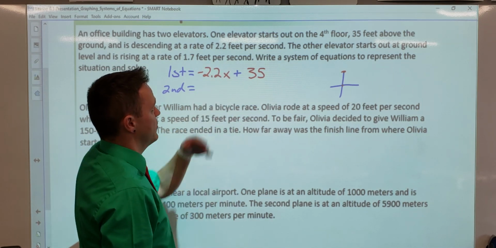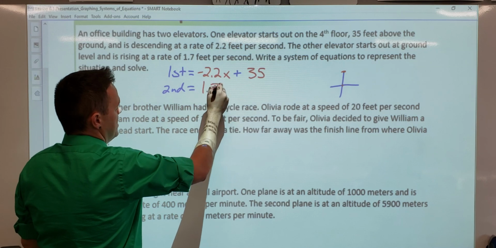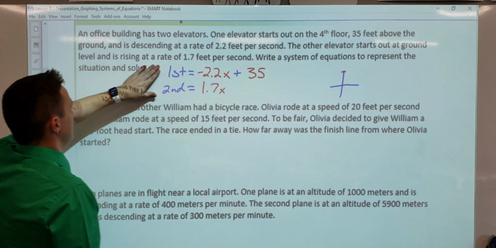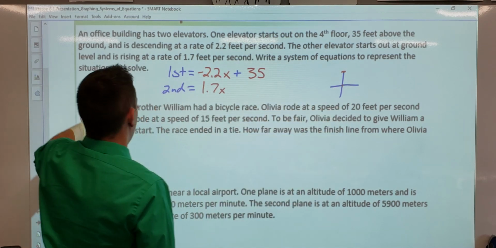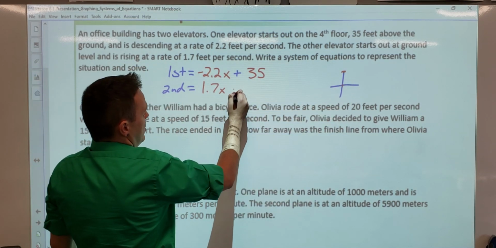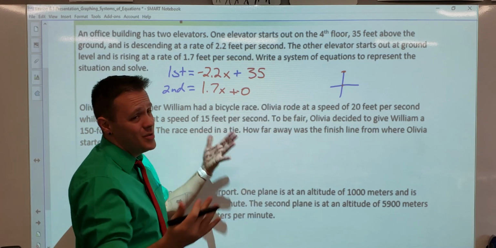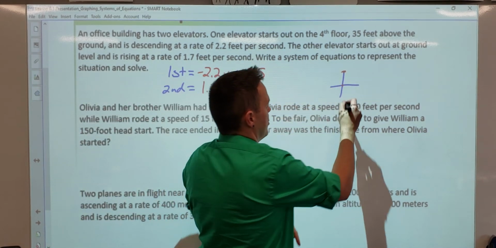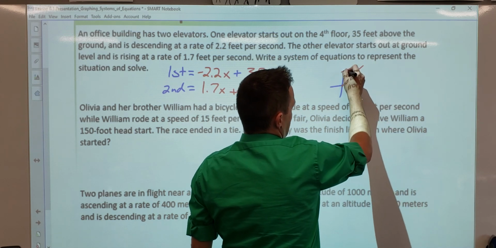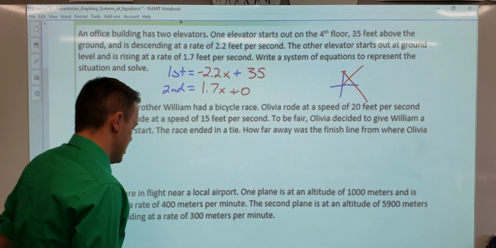If we're going down, that's a negative slope. 2.2x. There's our first equation. Our other equation would be 1.7x, right? Because the other elevator starts at the ground and is rising at a rate of 1.7. If you want to write plus 0, you can. Don't have to. Understand you're starting here and you're going like this, and this one's coming down like that, and that's the intersection we're looking for.